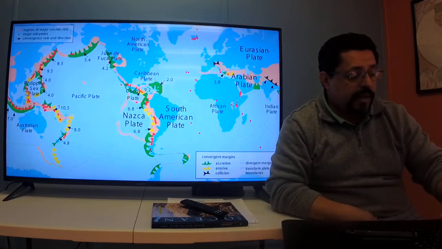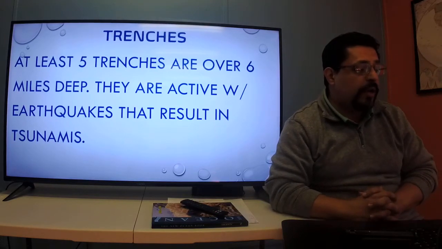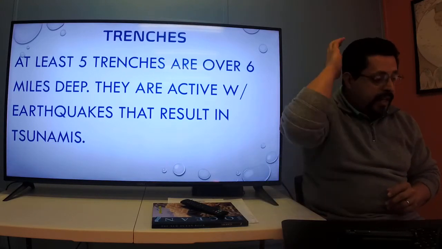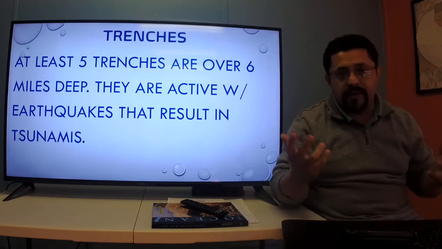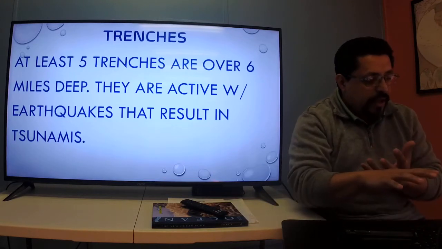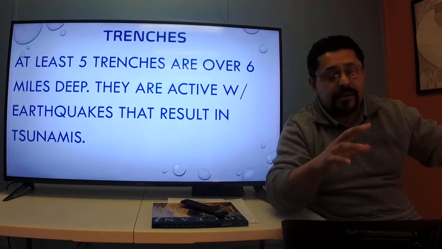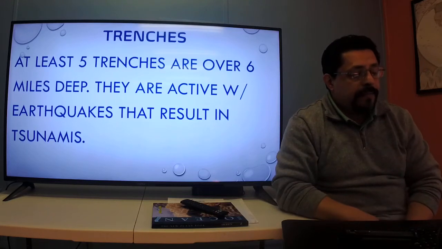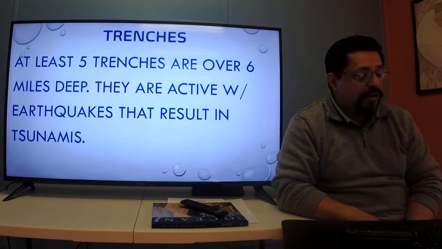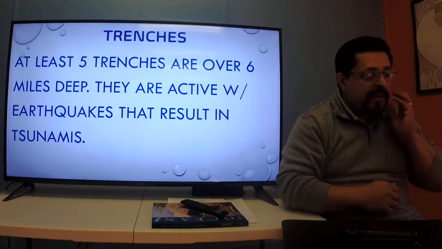All right, now again, trenches. At least 5 trenches have been identified to be over 6 miles deep. All right, write this down now. Near the island of Guam is the famous Mariana Trench that we've already talked about. Located where the Pacific Plate descends under the leading edge of the Eurasian Plate, which would be the plate where the continent of Asia is located. This trench has been measured at over 36,000 feet. That is almost 7 miles deep, which I've mentioned before.